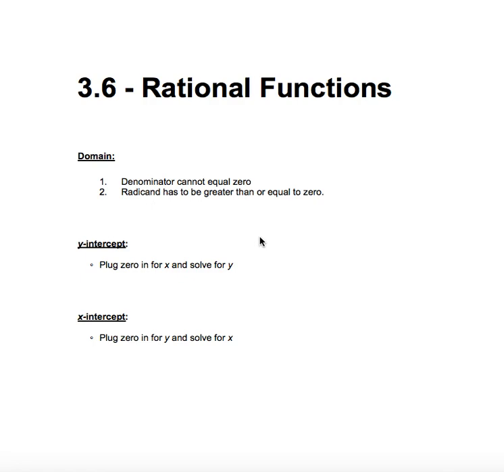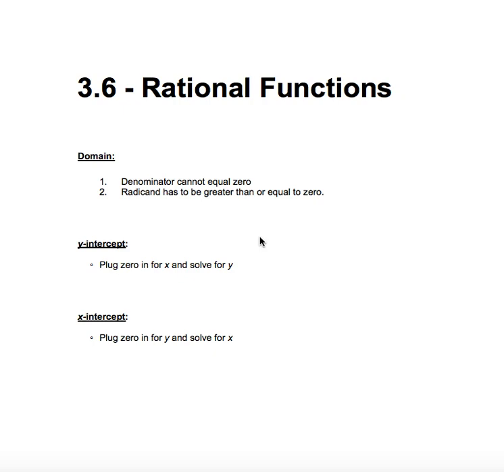Section 3.6, Rational Functions. As we begin talking about rational functions, I want to first review a few definitions. We're going to talk about domain. If you recall, domain has two restrictions. The first restriction is that the denominator cannot equal 0. That makes it undefined. And the other restriction is that the radicand, that's what's under the radical, has to be greater than or equal to 0. So when we're dealing with domain, those are the two things that you need to check.